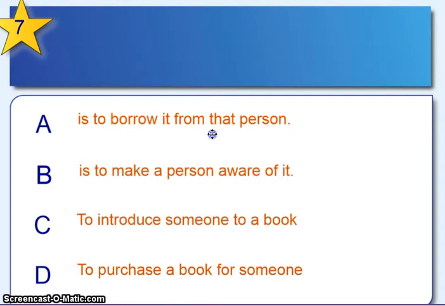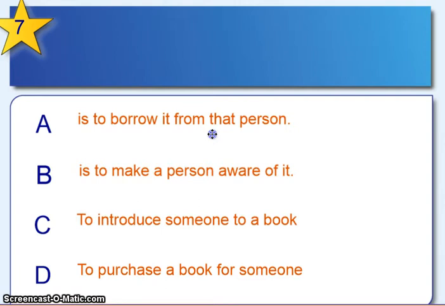A is to borrow it from that person. B is to make a person aware of it. We know that both of those are going to end our sentence since they both have periods at the end of them and do not start with a capital letter. C, to introduce someone to a book. D, to purchase a book for someone. So we know that those are going to begin our sentences since we have capital letters at the very beginning.